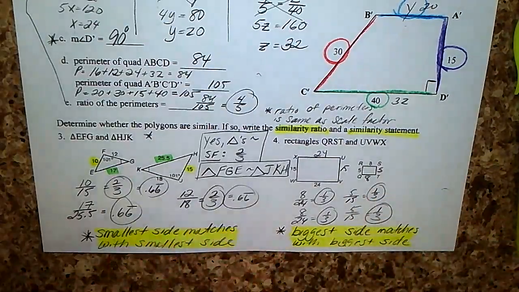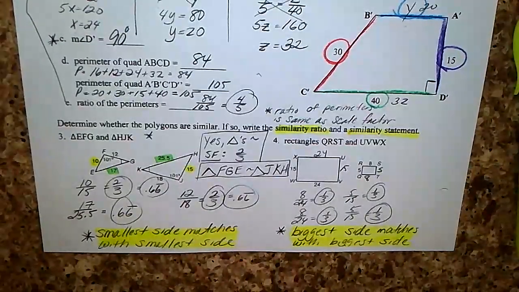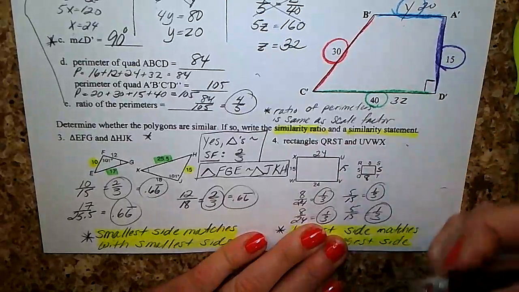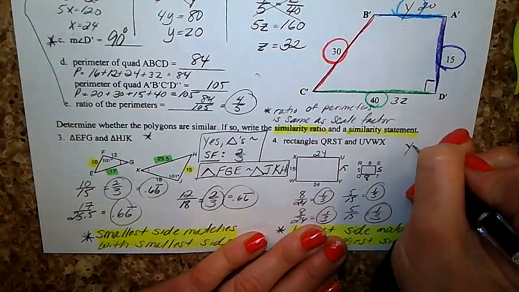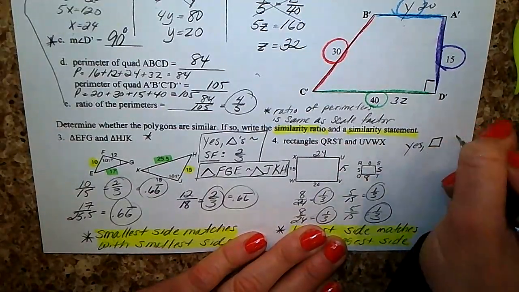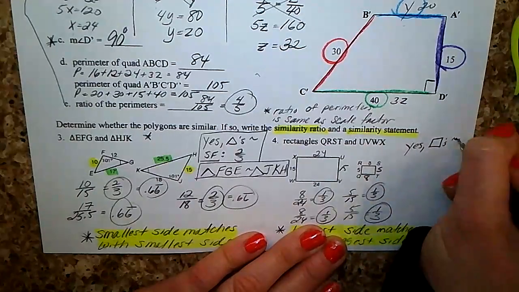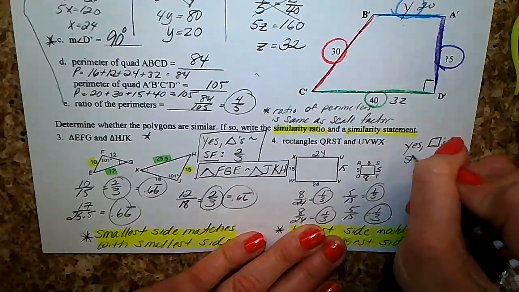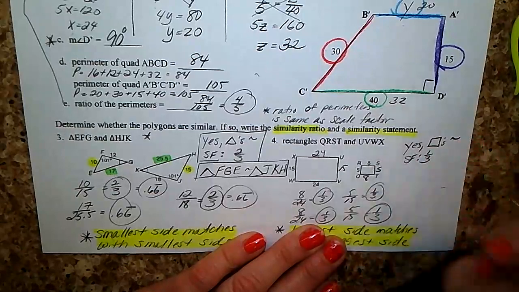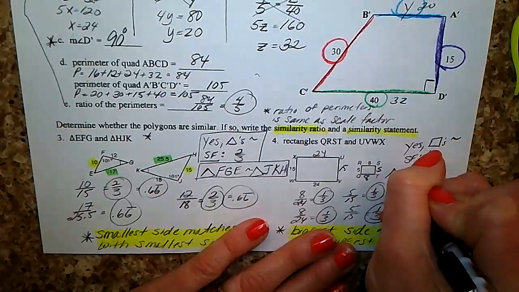So all the sides, that's 4 pairs of sides, all match up and reduce to the same scale factor of 1/3. So, yes, my rectangles are similar. Okay, that's what that means. They're similar. My scale factor there is 1/3. And we need to write that similarity statement.